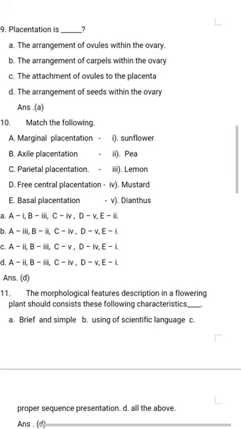Do you know the definition of placentation? What is meant by placentation? The arrangement of ovules within the ovary in a female flower is called placentation. So the correct option for this question is option A. A very important concept even for theory examinations.